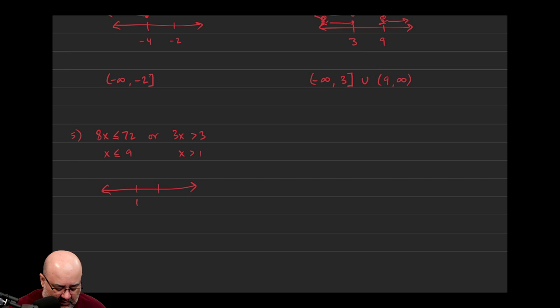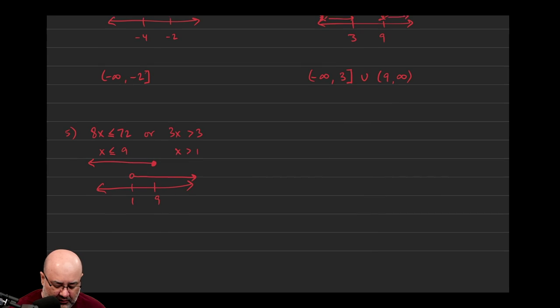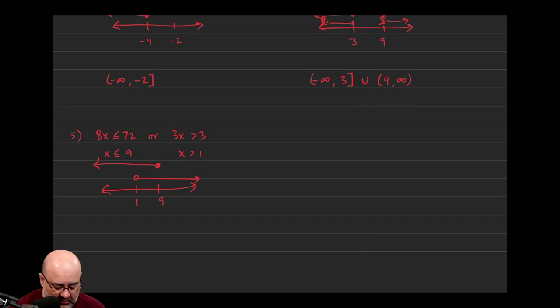1 on the left, 9 on the right. Open circle above 1, closed circle above 9. x is less than or equal to 9 means all the numbers to the left of 9. x is greater than 1 means all the numbers to the right of 1. Now, because it's an OR problem, we're asking, where are we protected from the rain? So imagine, again, there's rain falling all over the place. We're covered everywhere. So in this region between 1 and 9, we're double covered. So imagine that's the example where you have an umbrella and a raincoat or a rain jacket. So here, the answer would be negative infinity to infinity.